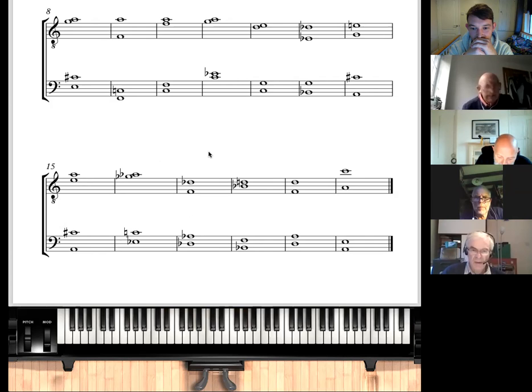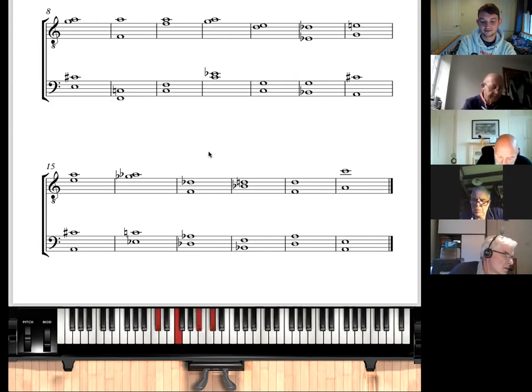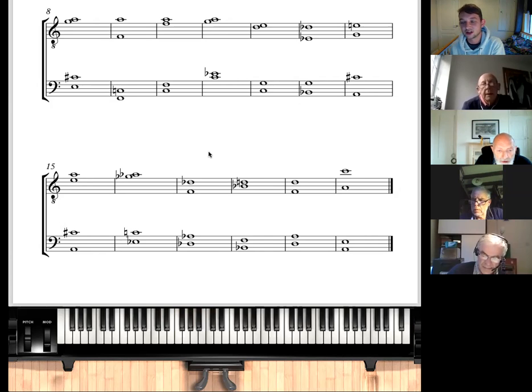What's that? D flat. D flat. D flat. A flat. That's a D flat triad. Just a D flat triad. It is. Well done. D, E, A flat. Yeah. Nice. Good. D flat is not an easy key to work in.